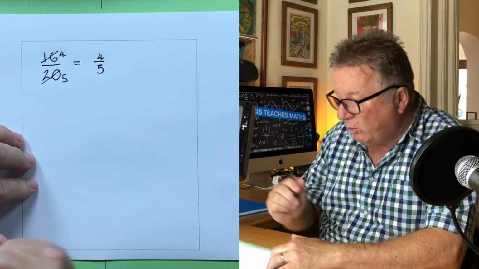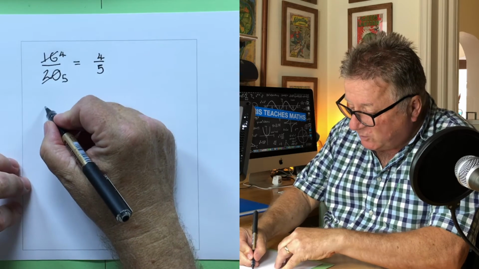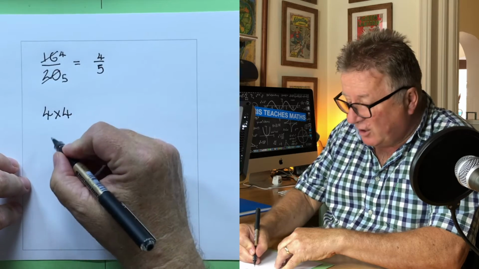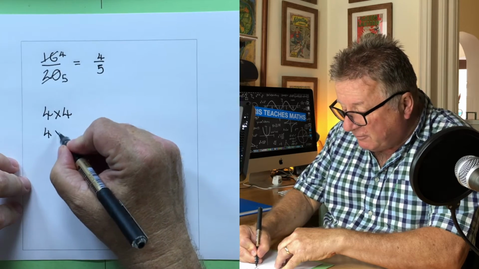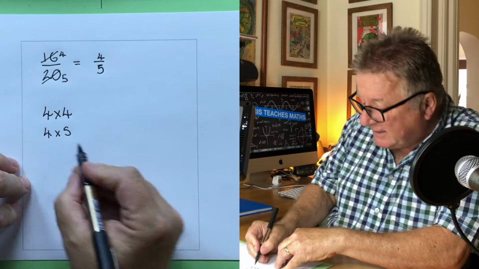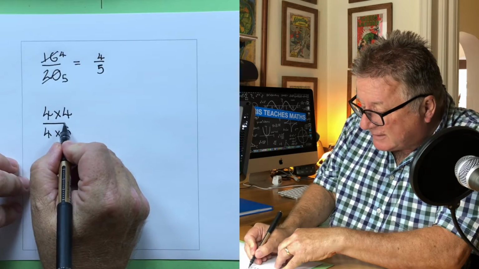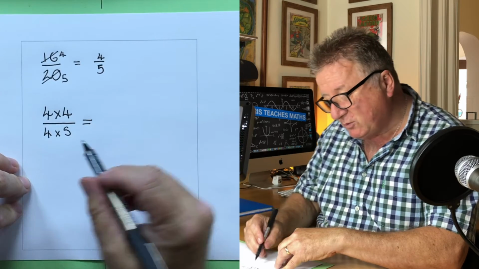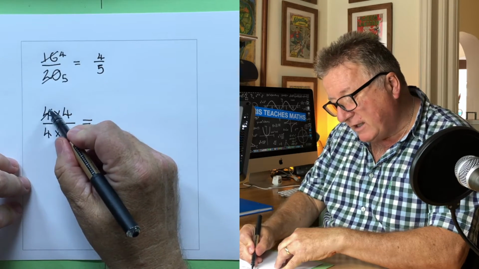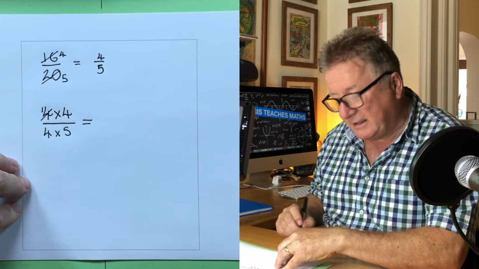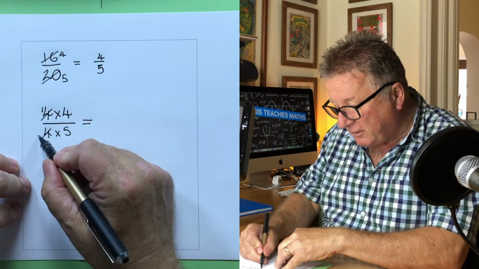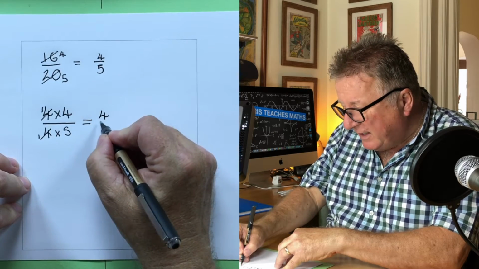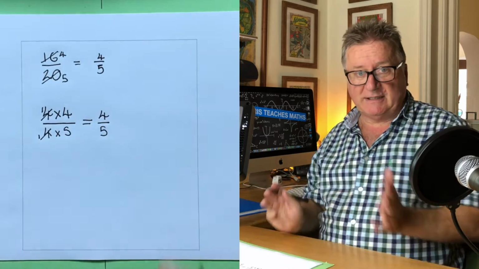Okay. What if I presented it to you in this way? It's the same number, 4 times 4 is 16, 4 times 5 is 20. That is absolutely the same fraction. But cancelling down works in this way. I can cancel this 4 out by dividing the top by 4, making that 1. Divide the bottom by 4, making that 1, giving me 4/5. It really is absolutely the same thing.